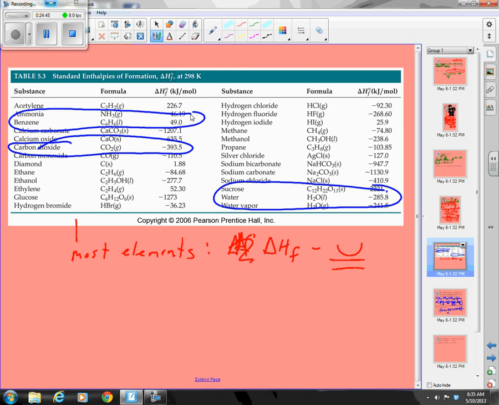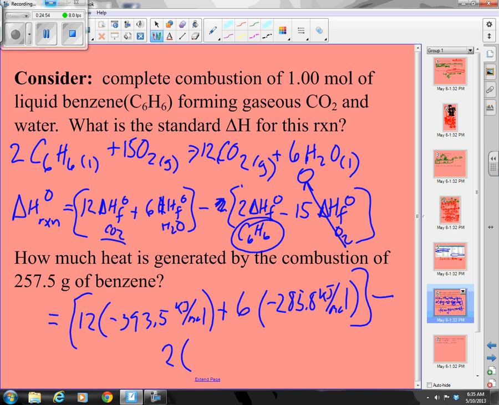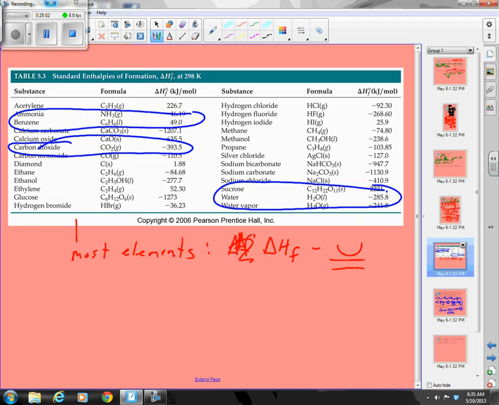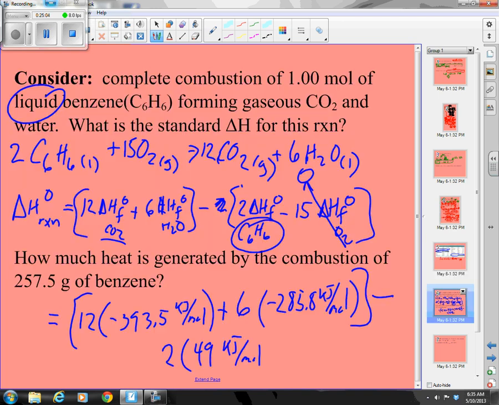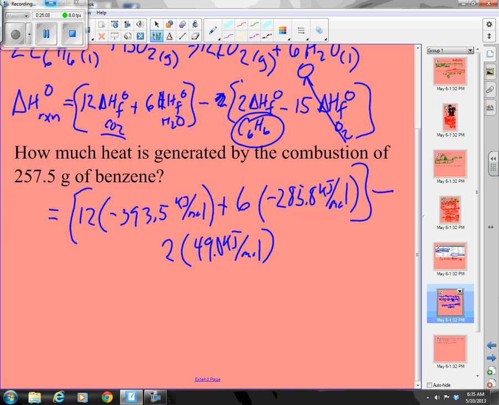Look at that. It is a 49. And it was liquid. 49 kilojoules per mole. Was it just 49 or did we have a decimal point in there? Yeah, we did have a decimal point. We want to watch our sig figs, 49.0. Cool. There we go. Let's run the numbers.